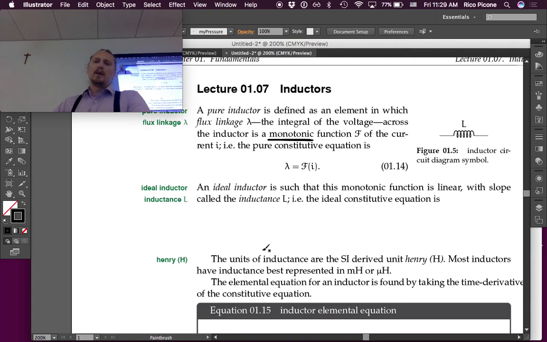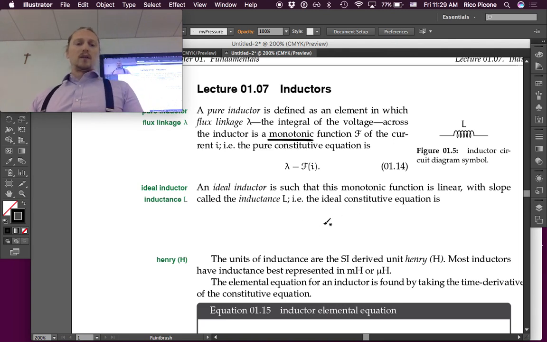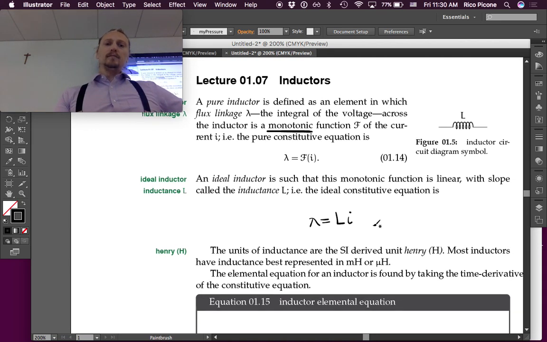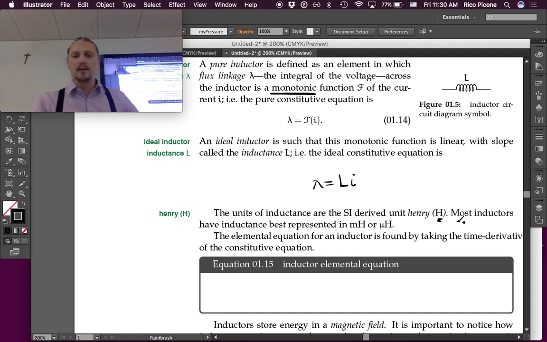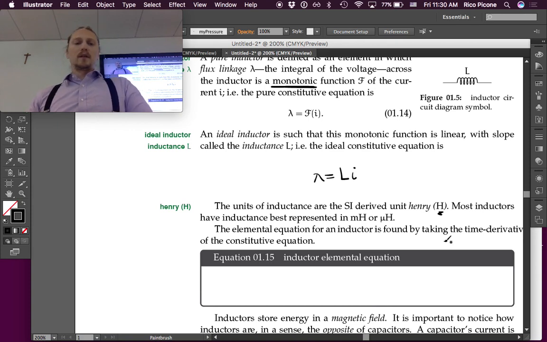An ideal inductor, which is what we will use for our definition most of the time, is such that the monotonic function is linear, with slope called the inductance L. In other words, the constitutive equation is that lambda is equal to not just any monotonic function of I, but specifically a linear function of I with slope L. The units of inductance are the SI derived unit Henry, the symbol is capital H. Most inductors have inductance best represented in millihenries or microhenries, so most inductors are relatively small compared to the Henry.